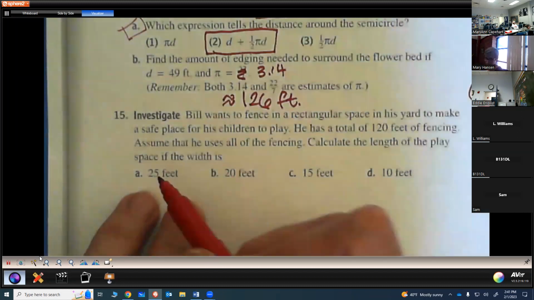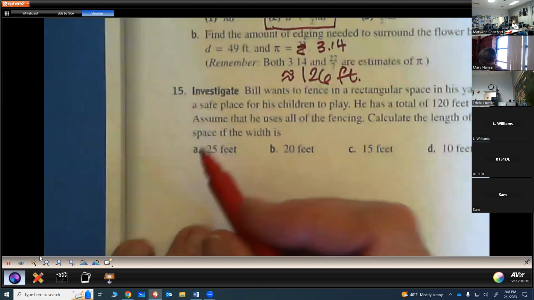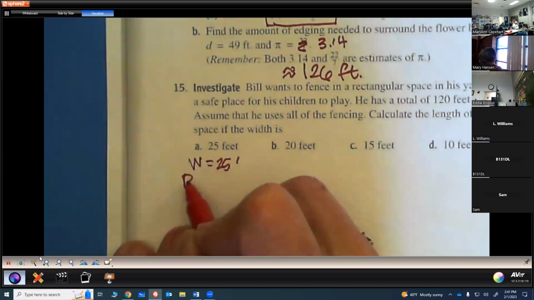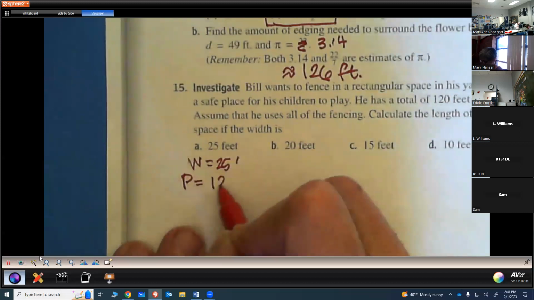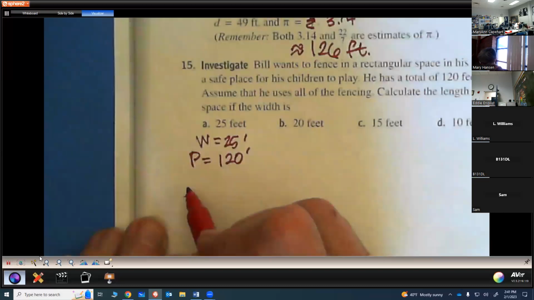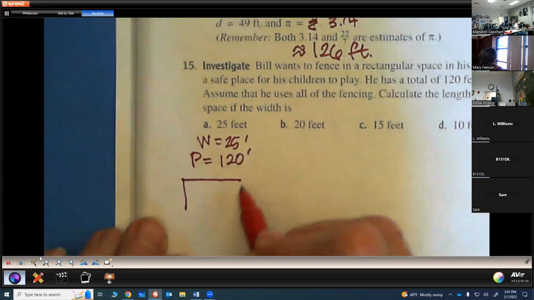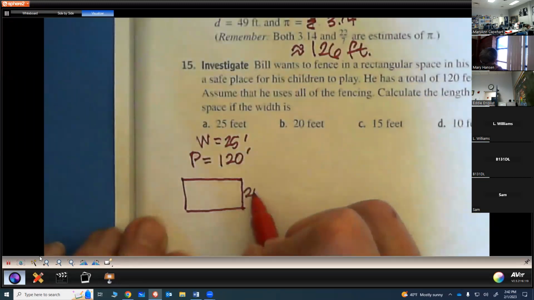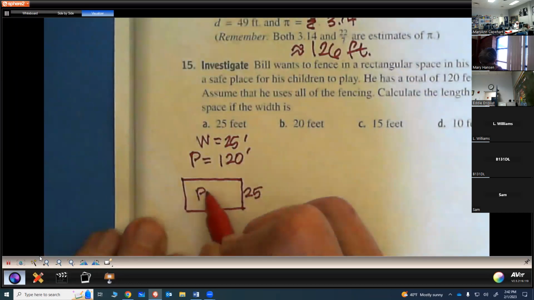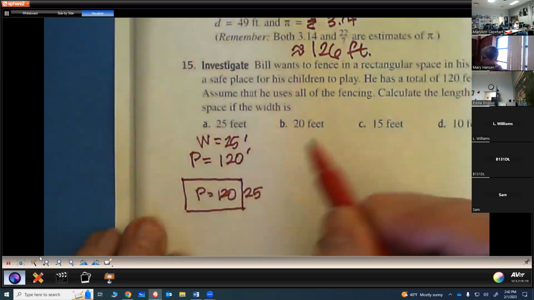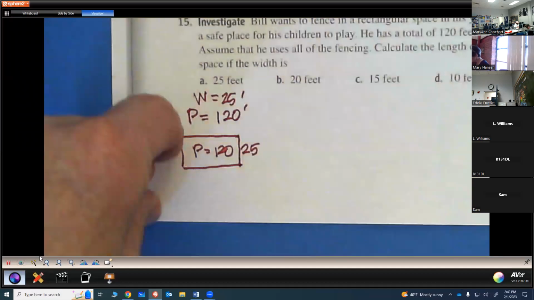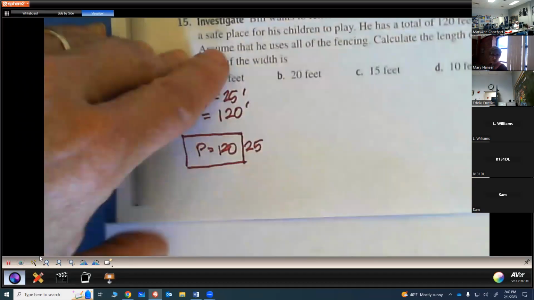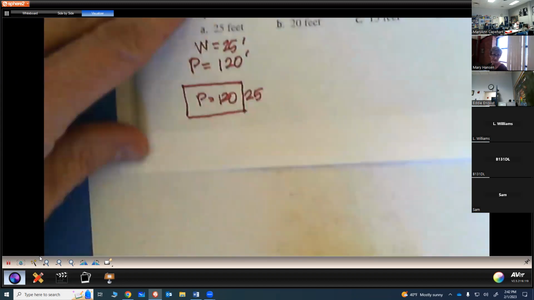So the first problem we're going to do is the width is 25 feet and the perimeter is 120, and we have a rectangle. So for you visual people, let's go ahead and sketch this out. So basically, he doesn't want to buy any more fencing. He loves his children. He wants to keep them safe, but he ain't buying any more fencing for this project.